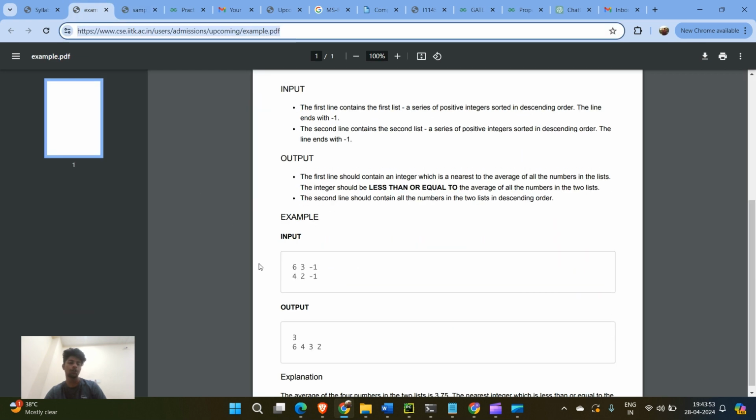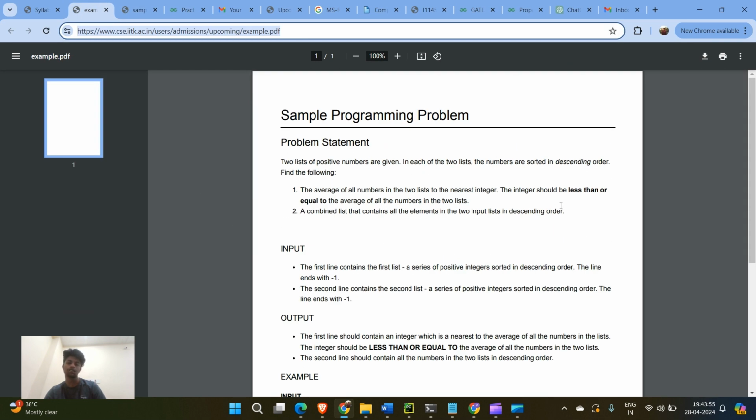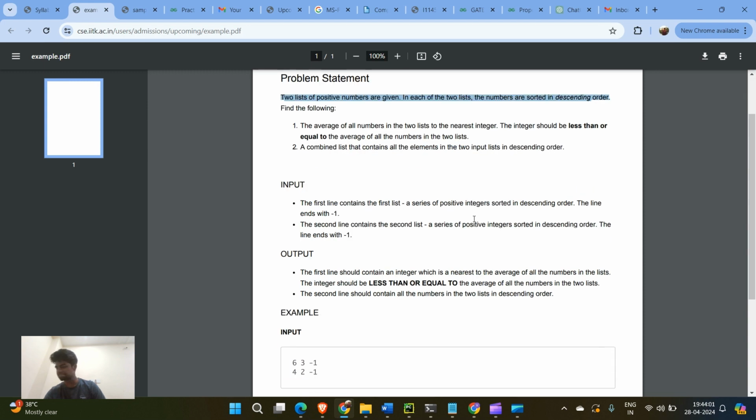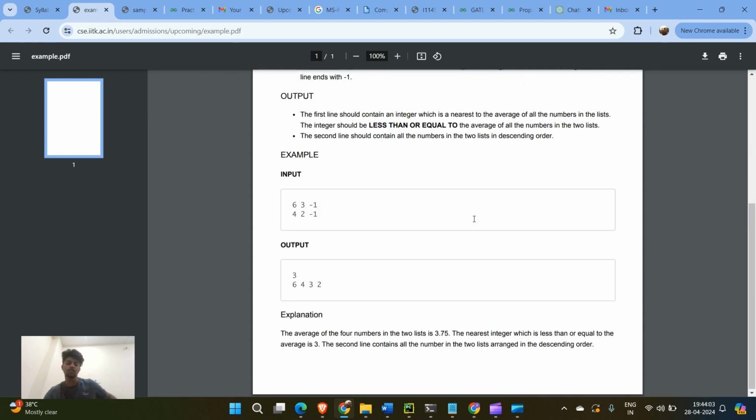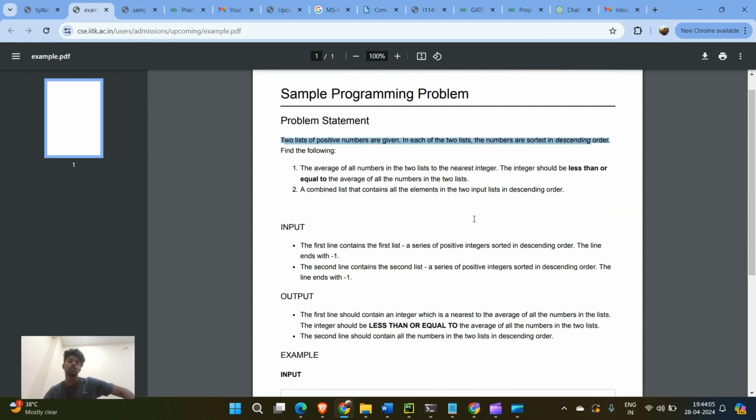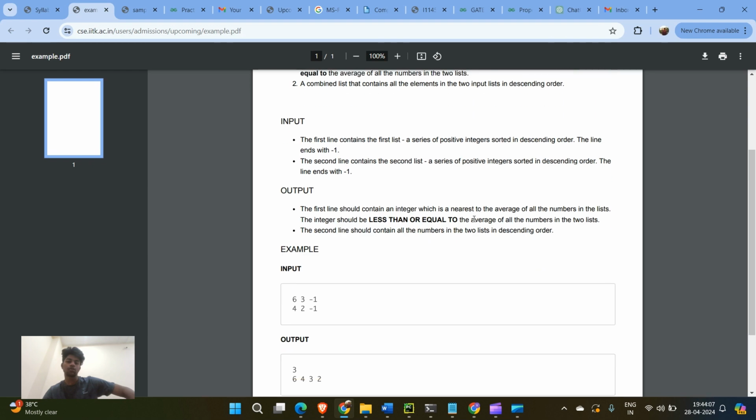And coding, this is the problem statement they gave. It is majorly on lists only. Whatever they gave in the syllabus, they'll try to give questions on those topics only.